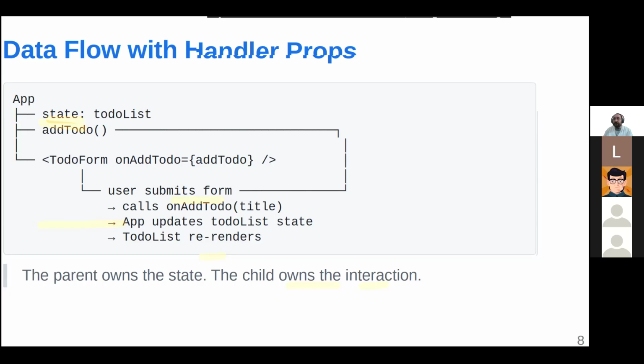I have to clean up my drawing. So the app holds the state of the to-do list and will update it whenever the user interacts with the child. It calls the addTodo title, updates the todo state, and the parent will have the ultimate source of truth.